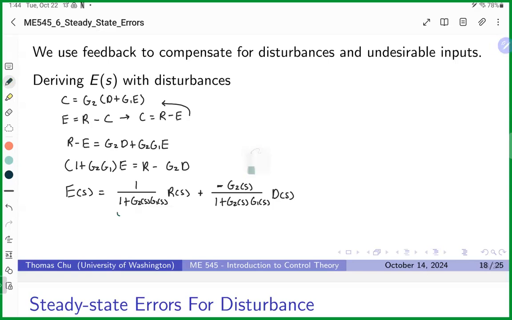And we define this term here as our error due to our reference input, E of R of S. And then this is our error due to our disturbance, E of D of S. So this is error from reference input. And then this is error from disturbance.